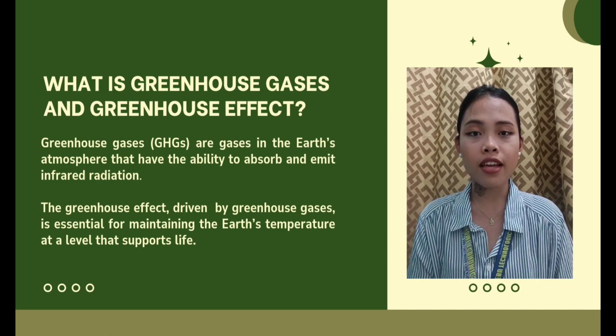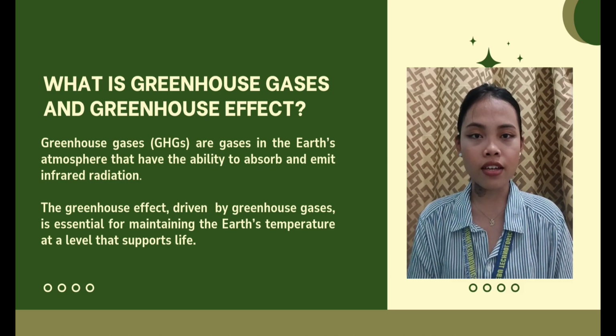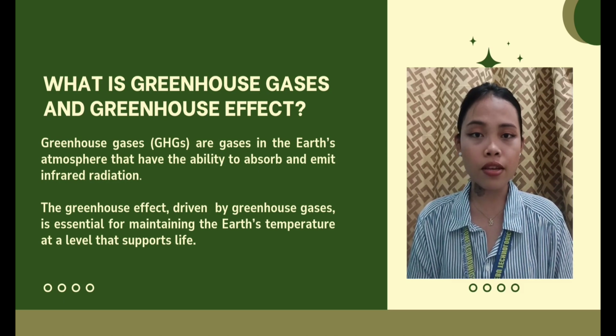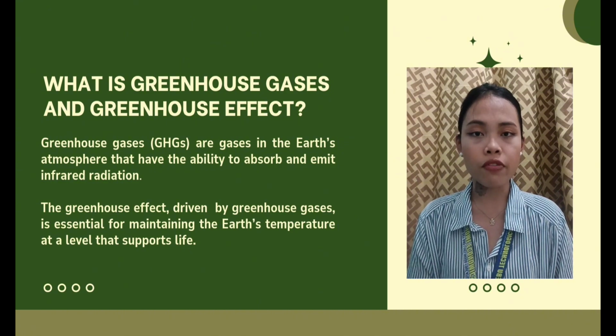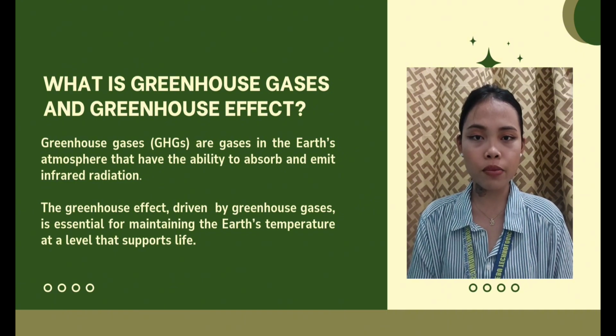After absorbing the heat, these gases re-emit it in all directions, including back toward the Earth's surface. This process, known as the greenhouse effect, helps to maintain the Earth's temperature at levels suitable for life. However, human activities like burning fossil fuels and deforestation have increased the concentration of these gases, trapping excessive heat and contributing to global warming and climate change.